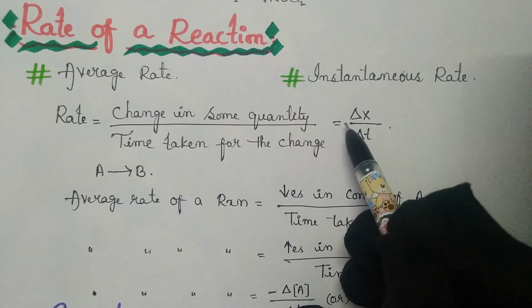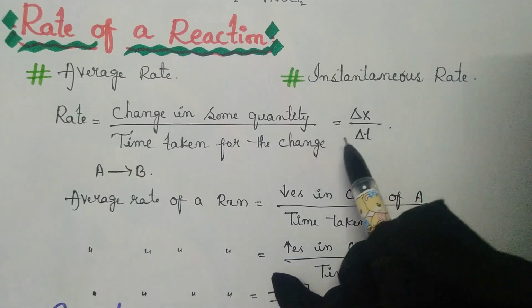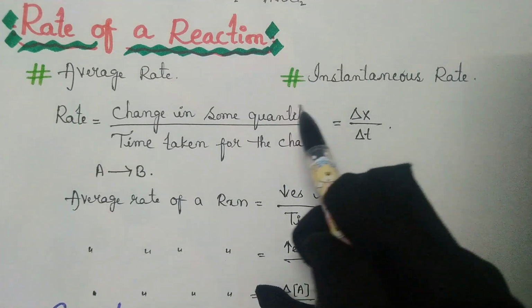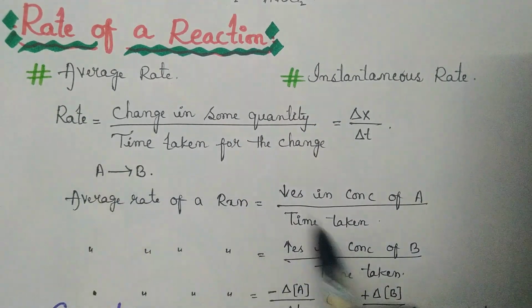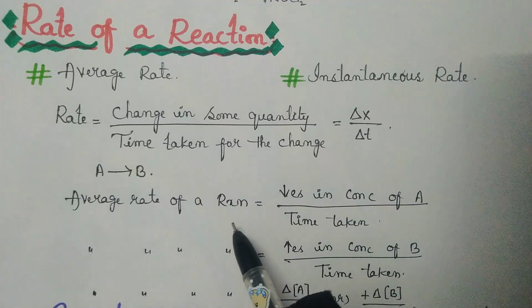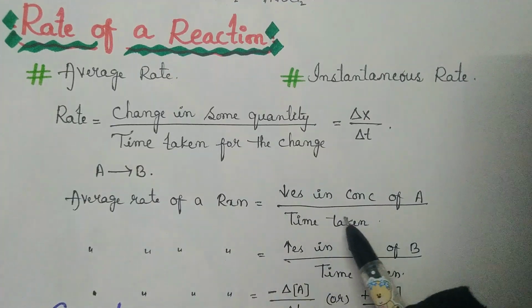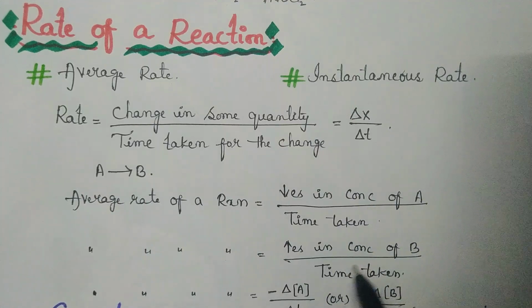Okay, and we use d, differentiation, for instantaneous rate. So actually we can express rate in two ways: either in terms of concentration of reactant, or in terms of concentration of product.